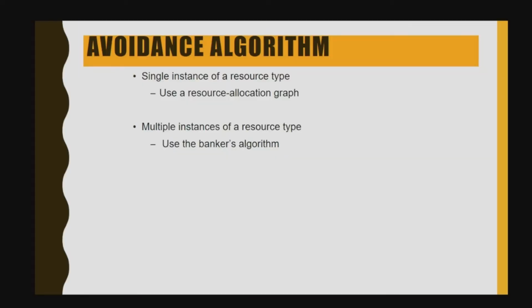Okay, you can look at the avoidance algorithms. For a single instance of a resource type, use a resource allocation graph. For multiple instances of a resource type, use the banker's algorithm. So if the resource only has a single instance, then we can use the resource allocation graph. If we have multiple instances in our resource type, we can use the banker's algorithm.